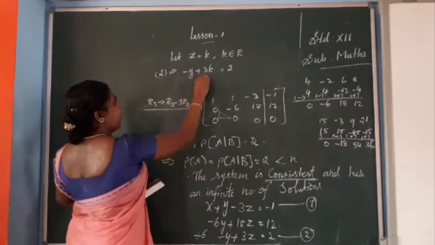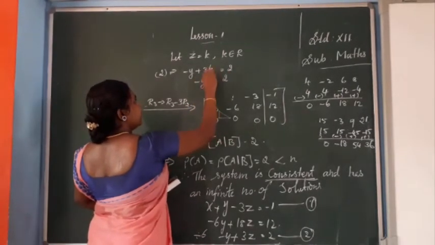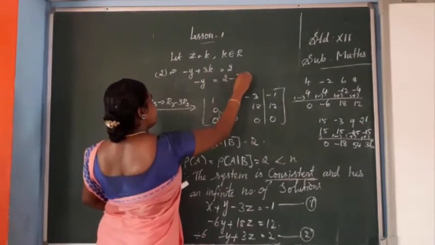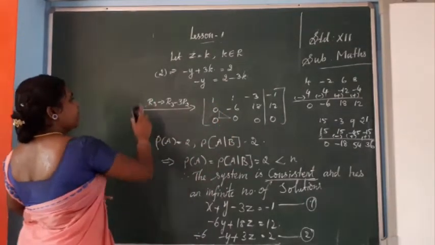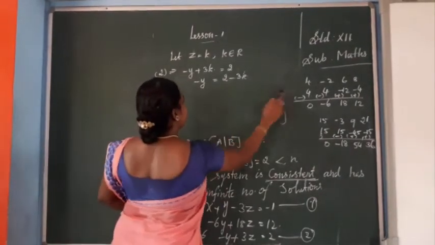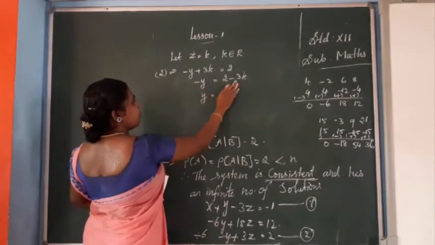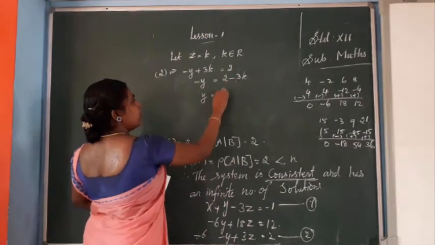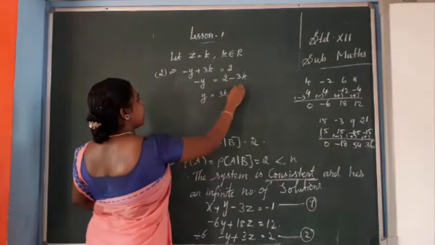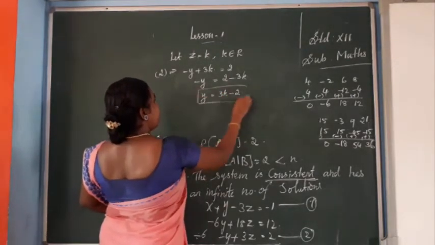Then minus y equal to 2 minus 3k, you take the right hand side. Actually we need y, and here one minus is there, so you multiply by minus. Then what do you get? y equal to... here minus becomes plus, plus becomes minus. So 3k, and 2 becomes negative, minus 2. This is the value of y.